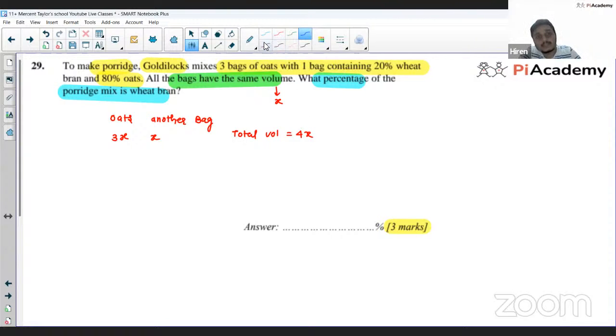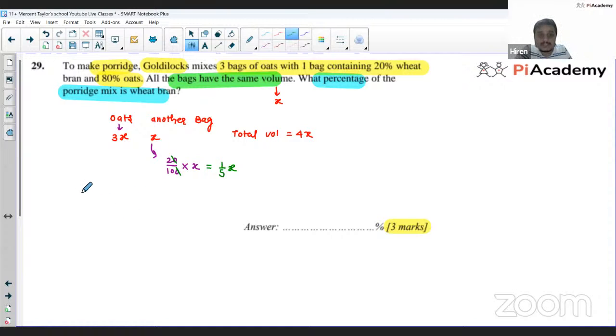Look here, in this one bag only wheat bran is there, right? Because these 3 bags are the oat. And here you can see 20% wheat bran. So you have to figure it out. 20% of x, so 20%, it means what? 20 over 100 times x. If I simplify this fraction, 20 over 100, then what is going to be? 0 and 0 will get cancelled, and 2 over 10, right? So it means it is 1/5 x. Agree, everyone? So out of 4x, just 1/5 x is the wheat bran, right?